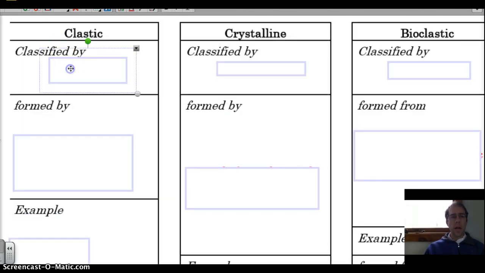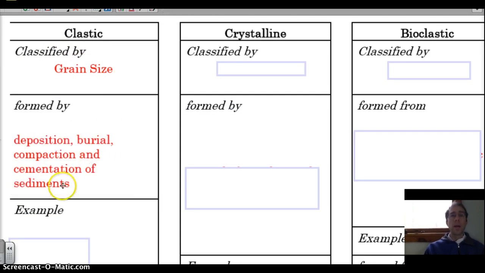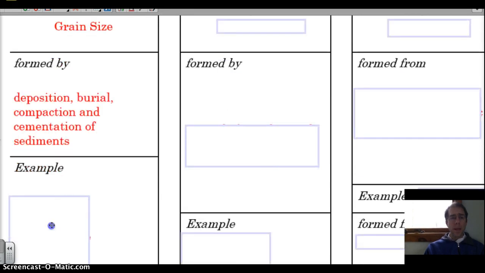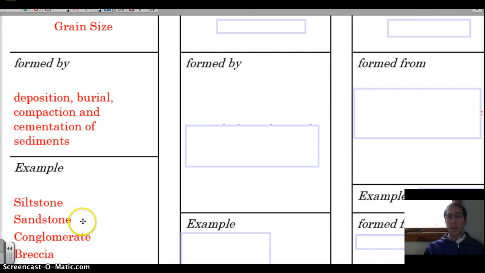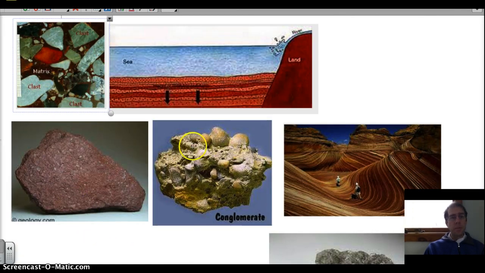So clastic rocks, we classify them by the grain size. They're formed when rocks are broken up, deposited, buried under lots of other sediments, and then compacted and cemented together. The examples that we have are directly from the reference table: siltstone, sandstone, conglomerate, breccia.